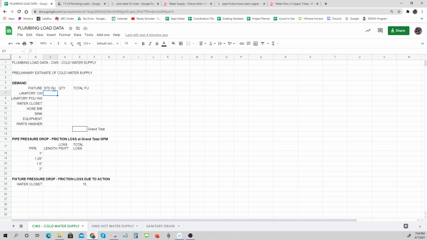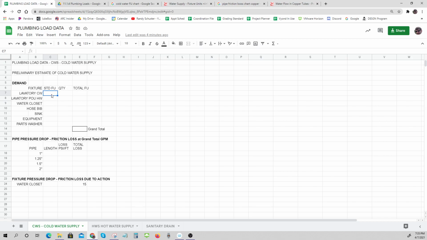So a fixture unit is how many gallons per minute come out of that fixture when you have the tap wide open at normal operating pressure. And that normal pressure is 22.5 pounds per square inch. Now, usually we get more than that, but that's how we calculate. Okay. So 22.5 psi in your pipes.